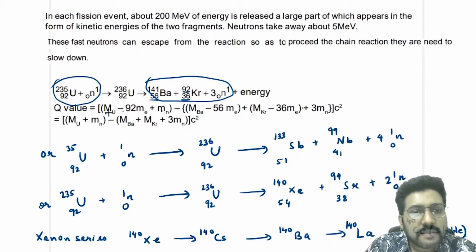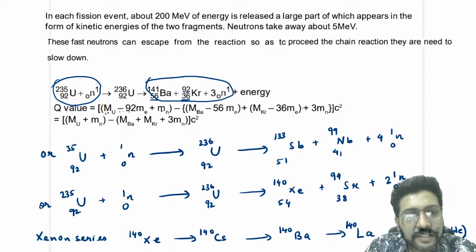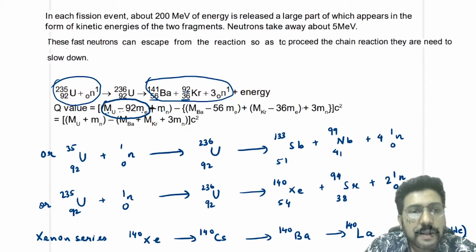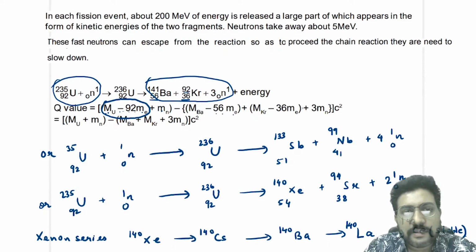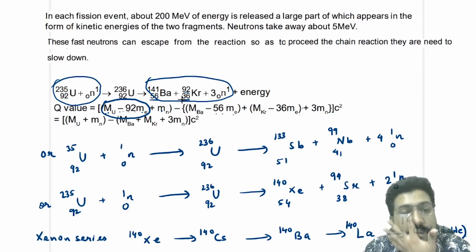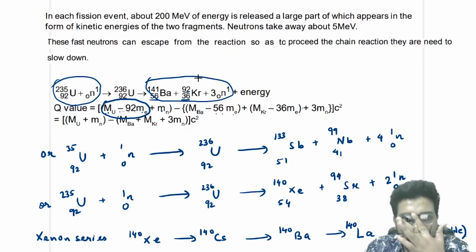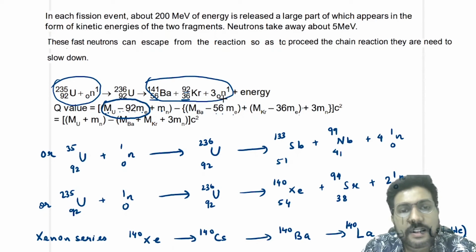Okay, so this is mass of uranium atom minus 92 mass of electron. This becomes the mass of uranium nucleus plus the mass of neutron minus mass of barium minus 56 mass of electron. Again, this is mass of barium nucleus. Similarly, mass of krypton atom minus 36 mass of electron, because if it has 36 protons, it will have 36 electrons also. Okay, minus 3 into mass of 1 neutron into C square.